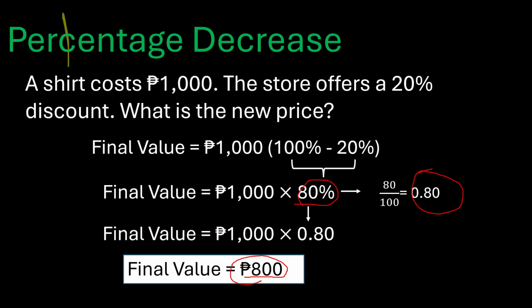Let's think about what happened. The store removed 20% of the original price. That's why the final amount became smaller. This is an example of percentage decrease. Now let's move on to the opposite situation.